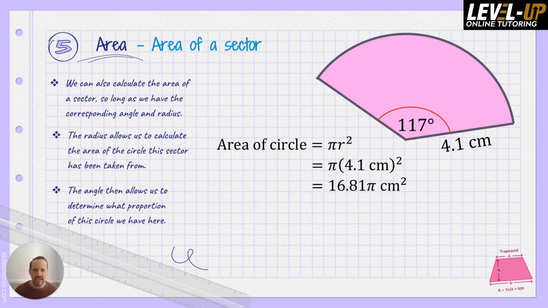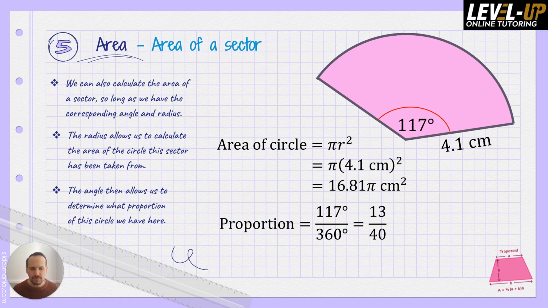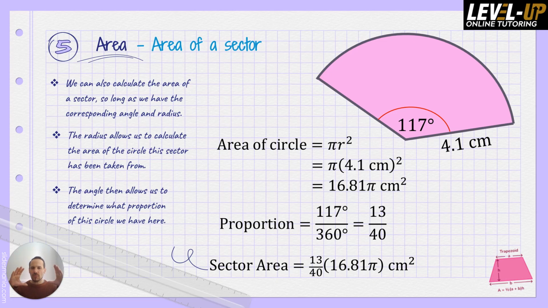You might need a calculator for these kinds of problems, because we haven't got such nice numbers this time. The proportion works in very much the same way, even though we haven't got such nice numbers. 117 degrees is basically, okay, 117 out of 360 is the proportion we have here. So that's 13 over 40. Now we can find the area of the sector. So we take the area of that full circle, times it by our proportion of 13 out of 40, and that will give us the area of the sector.